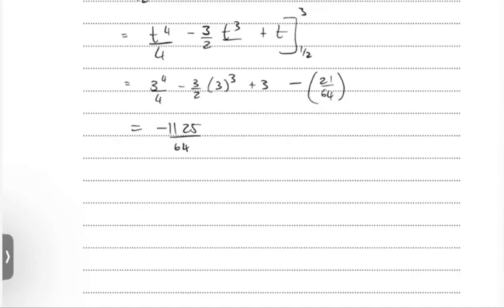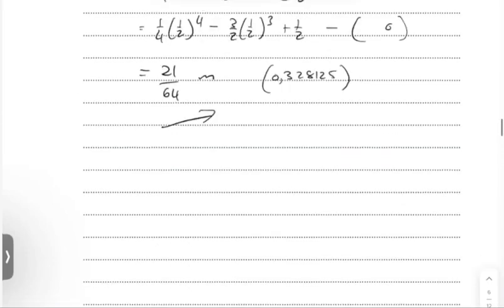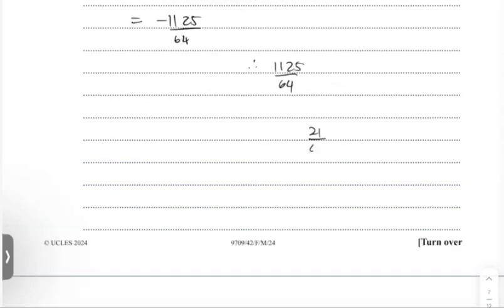Okay, so the distance then traveled is 1125 over 64. So my total distance traveled, hence find the total distance traveled, it's 21 over 64 plus 1125 over 64. It's nice they've actually led us into solving these questions. So you need to know why they're asking you to do certain things. Okay, my final answer here is 573 over 32 meters.